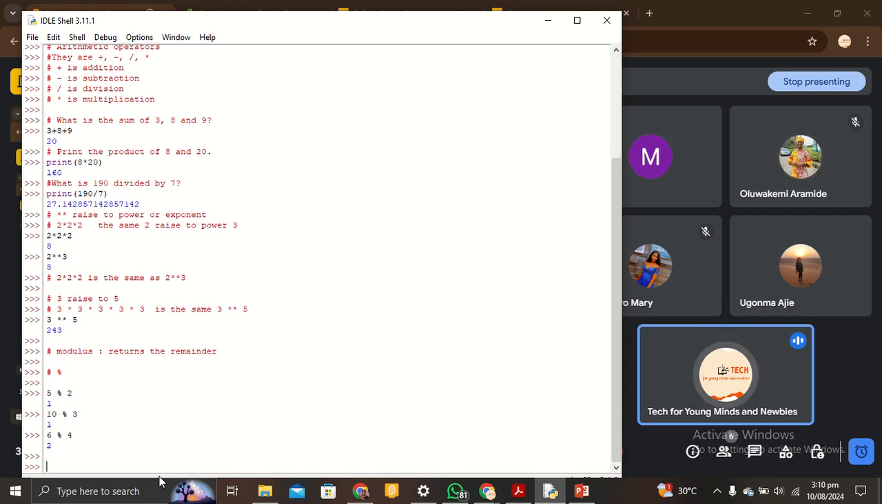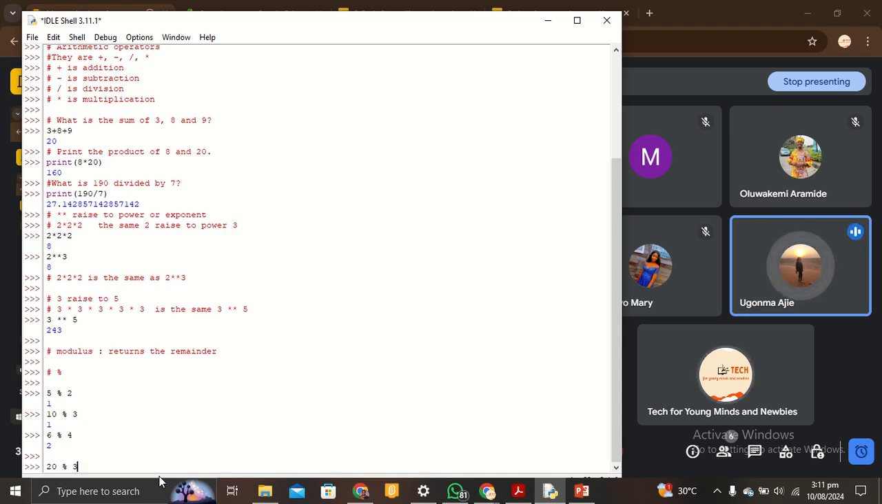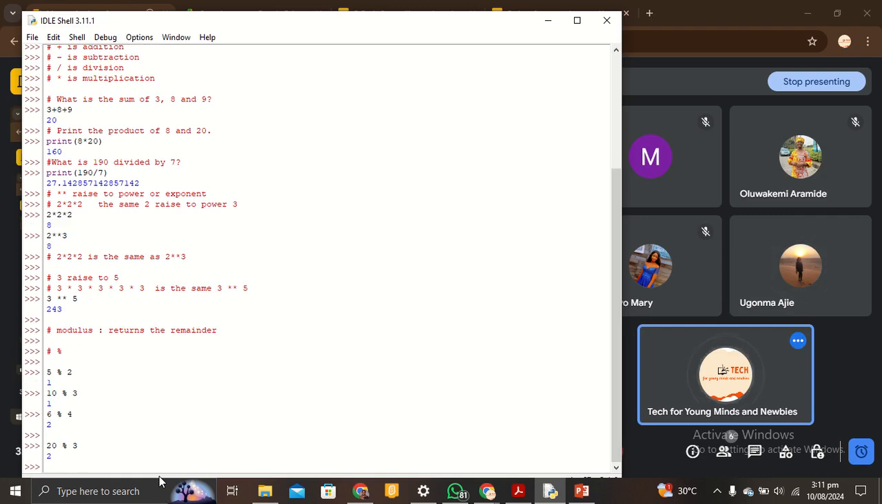For example, can you all do 20 modulus 3? What will the answer be? 2. So what will 20 modulus 3 be? 2. Simple.